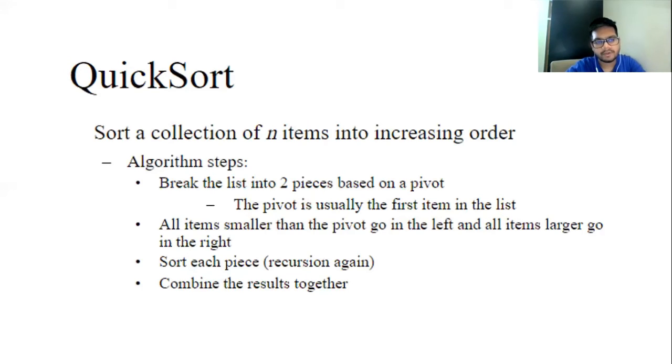So quicksort is basically a sorting technique in which a collection of n items are sorted into increasing order. The algorithmic steps are given as follows. Break the list into two pieces based on a pivot. The pivot is usually the first item in the list. All items smaller than the pivot go in the left and all items larger go in the right. Sort each piece, recursion again. Combine the results together.